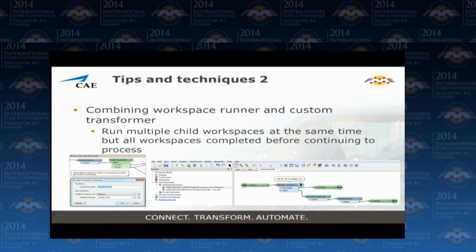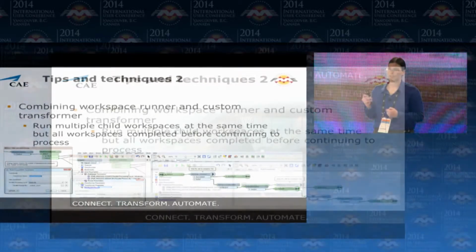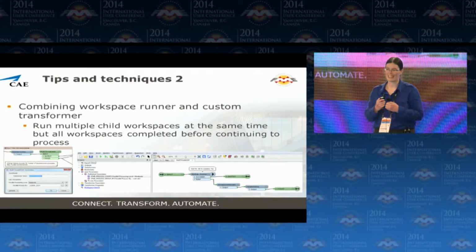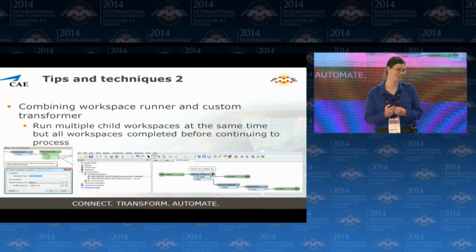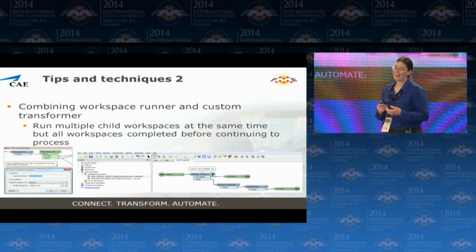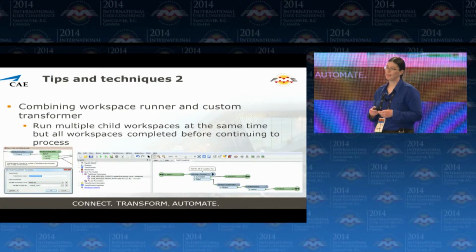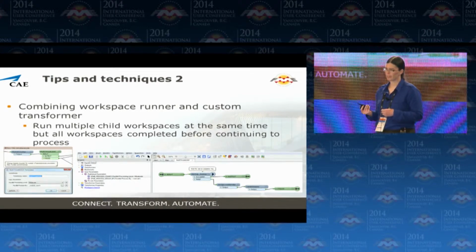The other tip I want to talk about is the workspace runner. The workspace runner is one of my favorite transformers. I deal with large-scale data. 60 gigs of data, it's a lot, but it's small. The last data set I just processed was about 6 terabytes. So even FME, as powerful as it is, can't process all of that in one go. I've tried, it crashed and died horribly. So I do a lot of chopping the data up and then running it in the workspace runner.